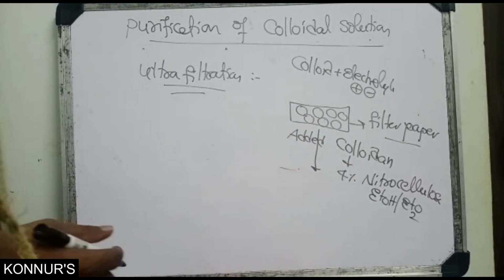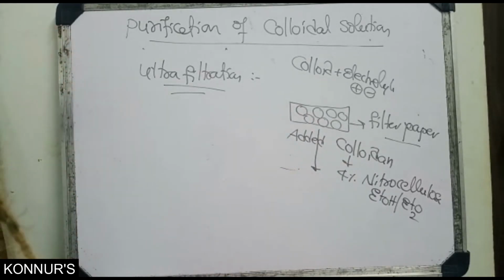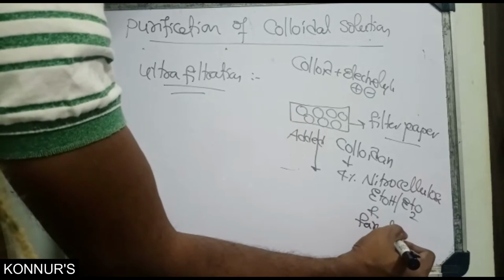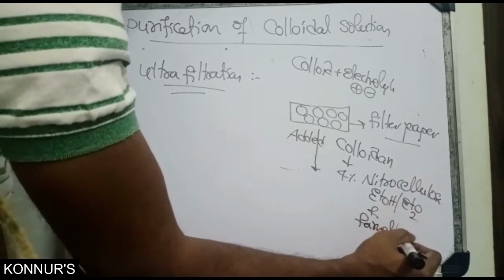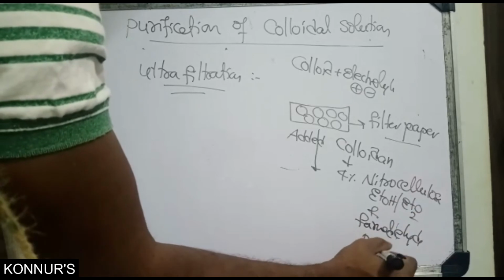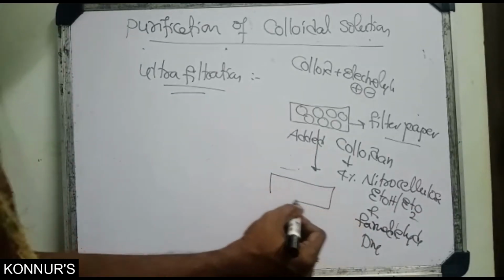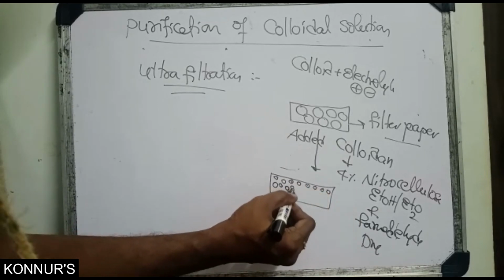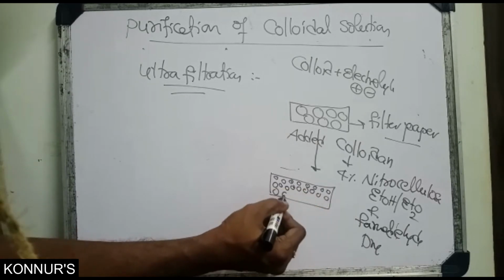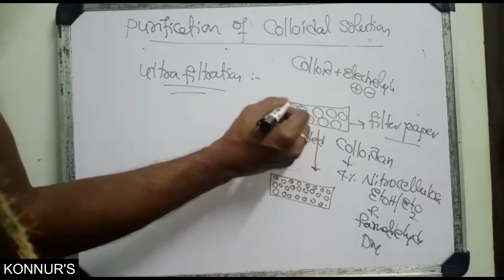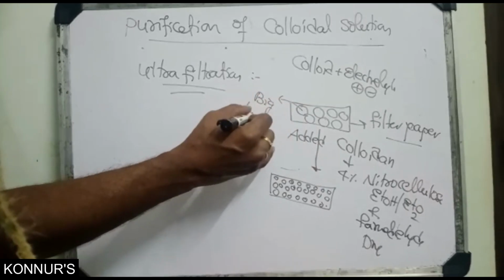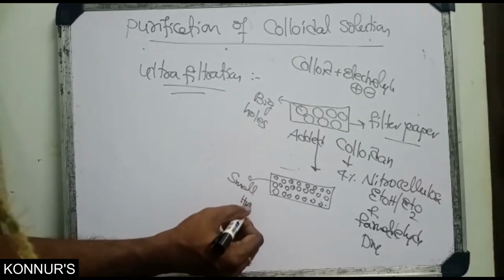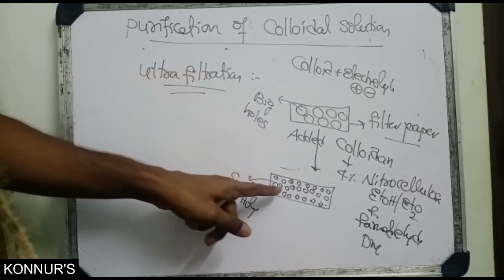Next it is treated with formaldehyde and dried. After adding formaldehyde, we do the drying. So then what happens? The holes of the filter paper become very fine, small holes. The big holes become small holes. So this is called ultrafiltration paper.